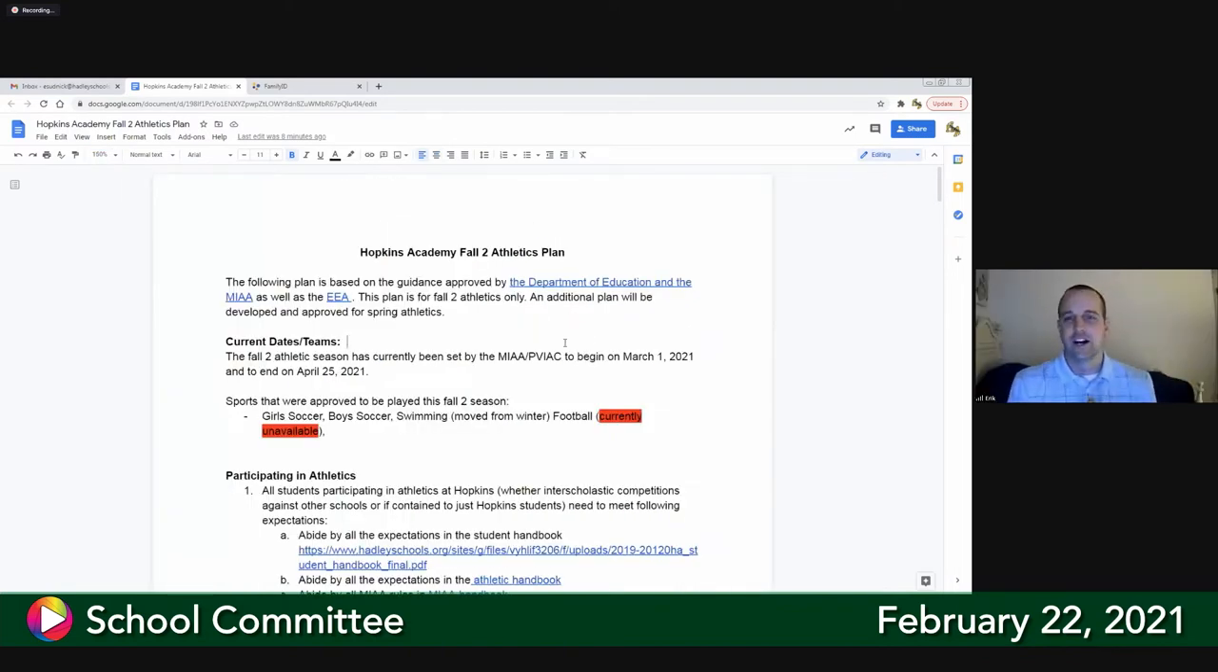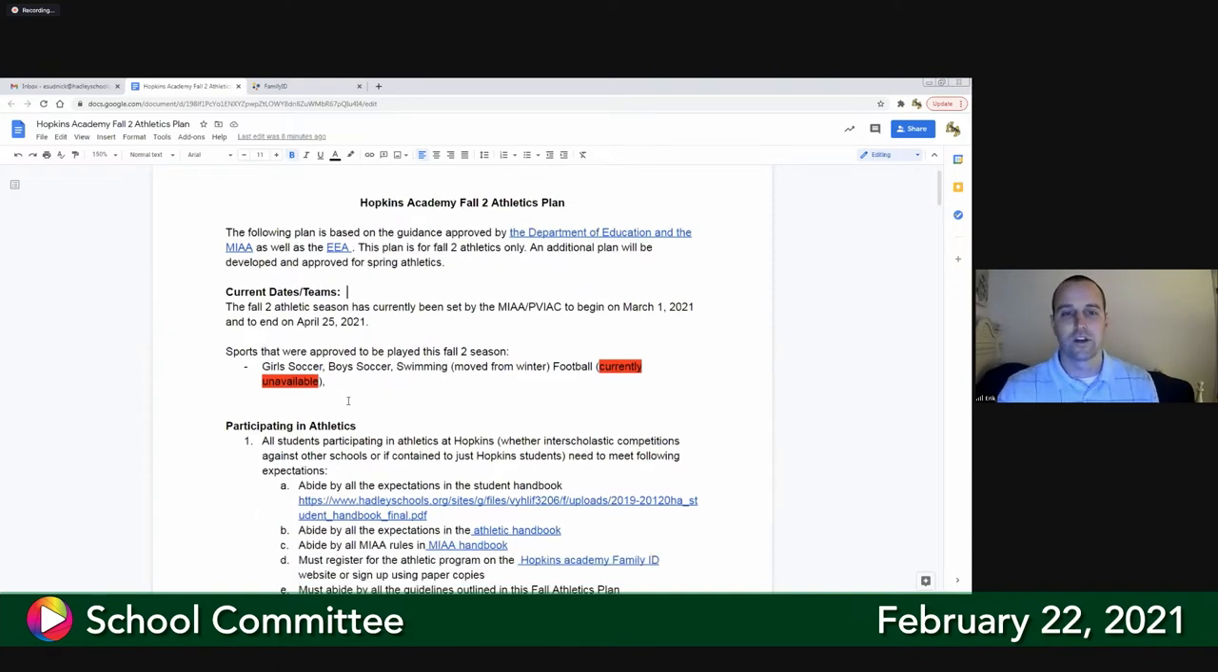All right, so as with all the other plans that were presented on behalf of the athletic program, this is following the MIAA, DESE, and EEA guidance that's continued to be modified and changed as we've moved along throughout the year. So this plan, once again, is specific to fall 2 athletics only. There will be an additional season, if all goes according to plan, and hopefully it will, for spring athletics that won't begin till late April. So the current dates for the fall 2 athletic plan would go from March 1st all the way until April 25th.